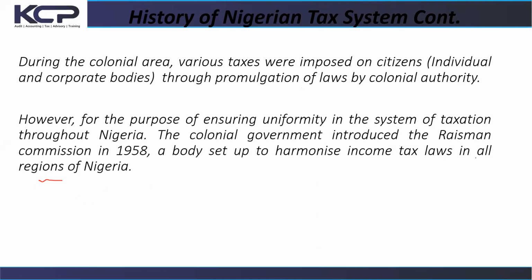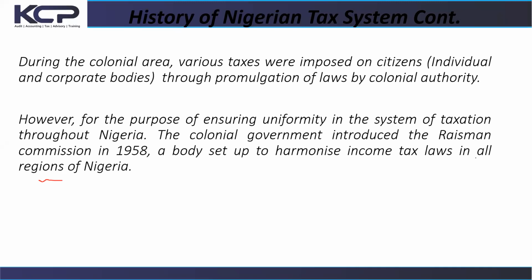During the colonial era, various taxes were imposed on citizens, individuals, and corporate bodies through promulgations of laws by colonial authorities. So there was a time we moved from our traditional taxes to promulgations of law made by our very colonial masters then. However, for the purpose of ensuring uniformity in the system of taxation throughout Nigeria, the colonial government introduced what we call the Raisman Commission in 1958.